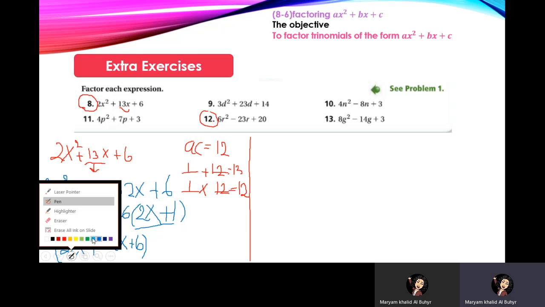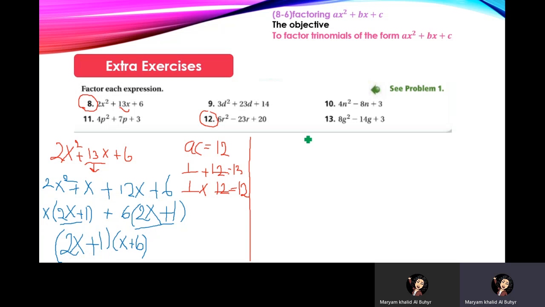Now, you will go to question 12. Let me rewrite it first: 6r to the power 2 minus 23r plus 20. So, again, I will go in my corner. What is AC? I'll ask myself.